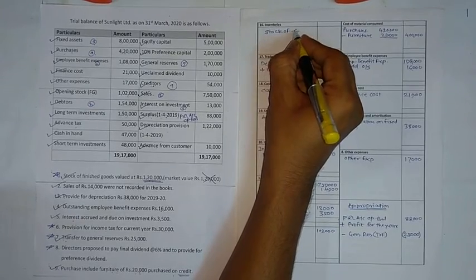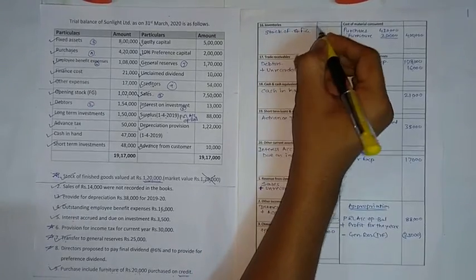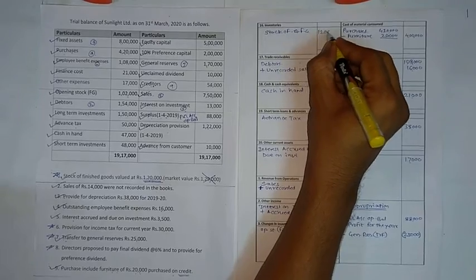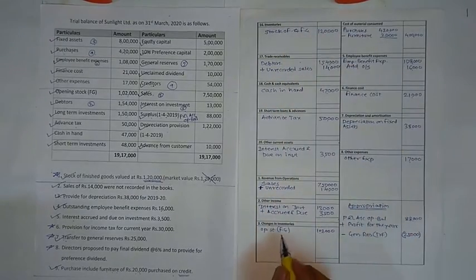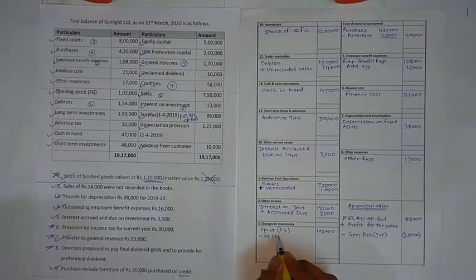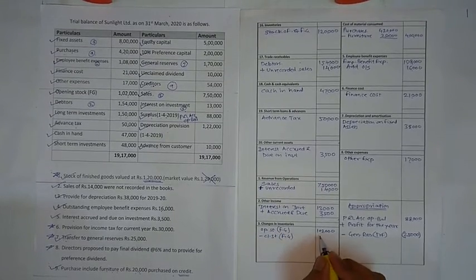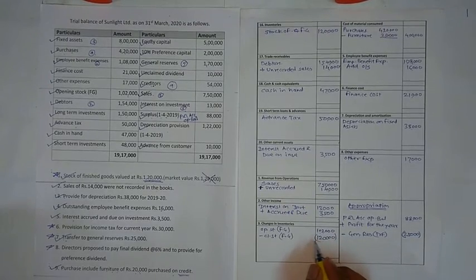Stock of finished goods is 1,20,000, and the same will be shown as change in inventories. Less closing stock of finished goods 1,20,000. It will be deducted from the opening balance.